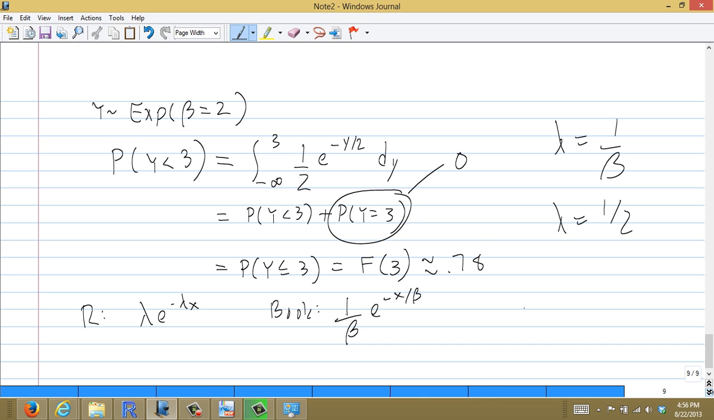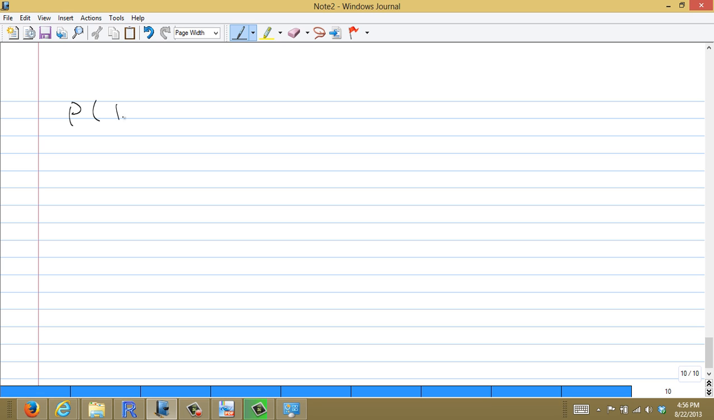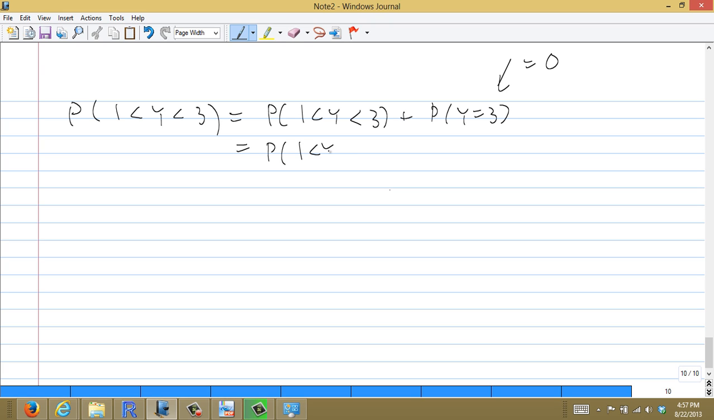The second question that we wanted to answer is, what's the probability that y is between 1 and 3? To answer this question, we'll rewrite it as the probability that y is greater than 1 but less than or equal to 3. That's the same thing as the original probability plus the probability that y is equal to 3, since the probability that y is equal to 3 is equal to 0. Now if we combine that, the probability that y is greater than 1 and less than or equal to 3 is the probability that y is less than or equal to 3 minus the probability that y is less than or equal to 1.